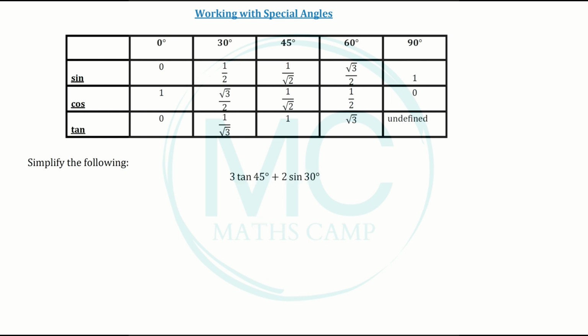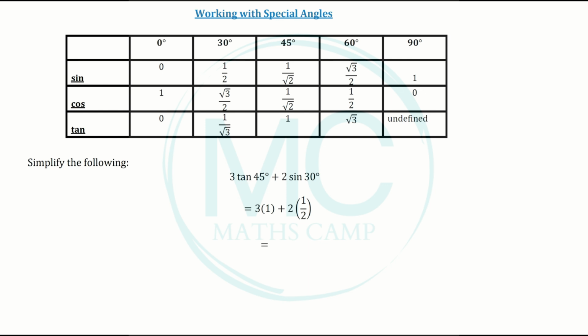Let's do another example. 3 tan 45 degrees plus 2 sine 30 degrees. 3 tan 45 degrees means we're multiplying 3 by the value of tan 45 degrees. So let's start with 3. Now we can see the value of tan 45 degrees is 1. So let's put this into a bracket. Now we can say plus. In our second term, we are multiplying 2 by sine 30 degrees. So we can say 2. From our table, we see sine 30 degrees is 1 over 2. So we can put this into a bracket as well.